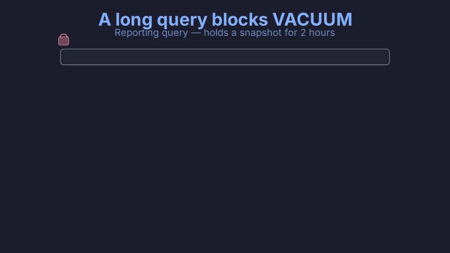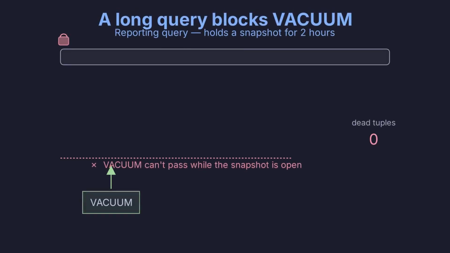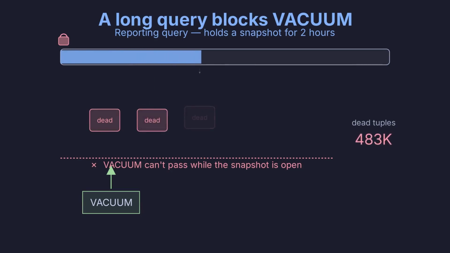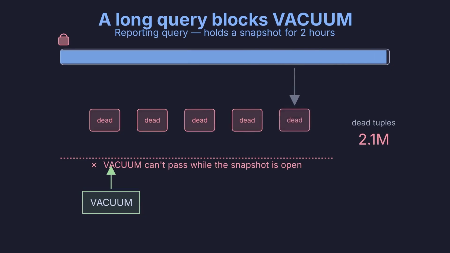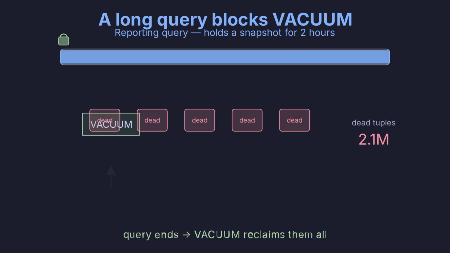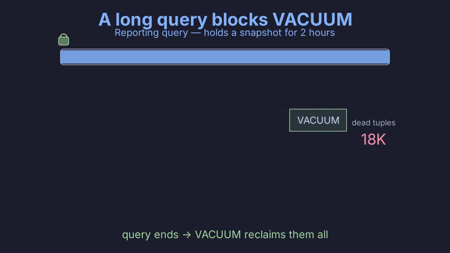Here's where it gets painful. Vacuum can only remove dead tuples that are invisible to all active snapshots. If you have a long-running transaction, say a reporting query that takes 2 hours, it holds a snapshot from the start. Any dead tuple created after that point could still be needed by that old snapshot, so vacuum cannot touch it. Over 2 hours, a busy orders table can pile up millions of dead rows. When the report finally finishes, vacuum has a mountain to climb.